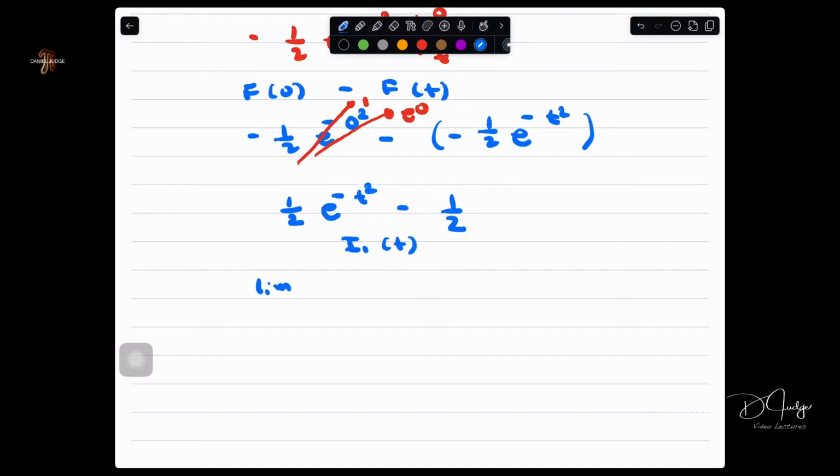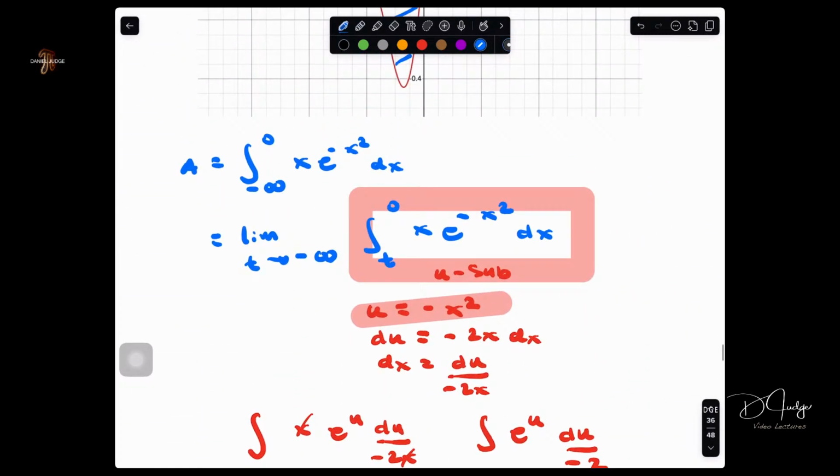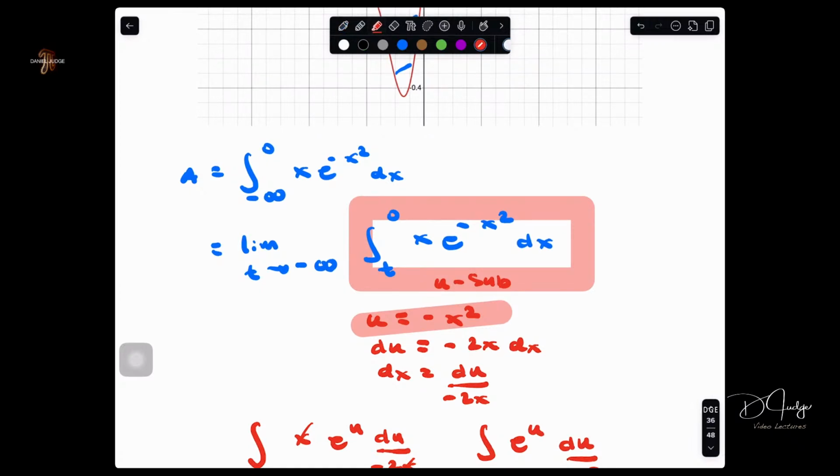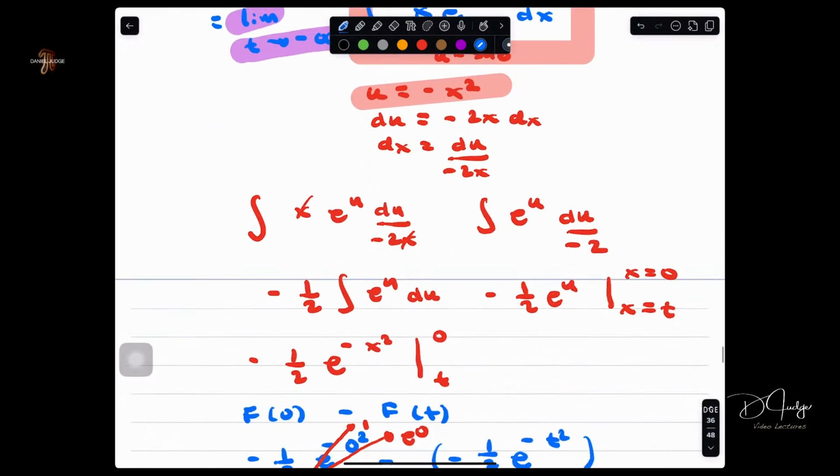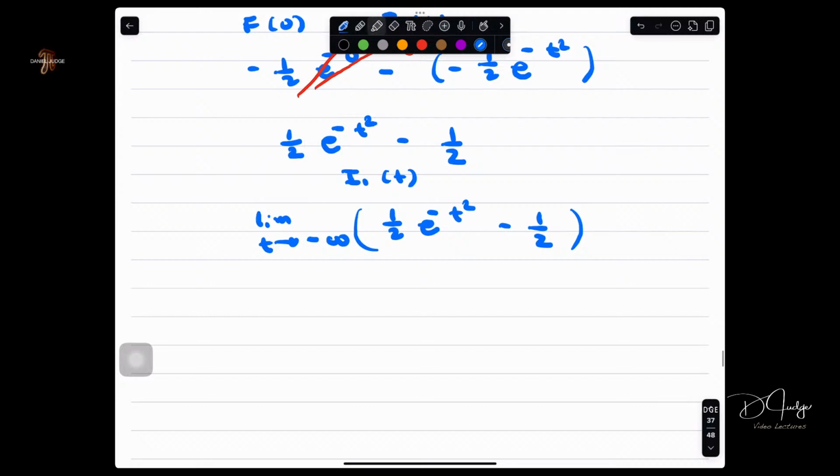we now got to take the limit as t goes to negative infinity, 1/2 e to the minus t squared minus 1/2. Because we got to apply, again, this limit portion here. Okay, and this was the I of t we just got. It's really I1 of t. All right, we talked about this earlier. So that limit, this is what we're applying now. Limit as t goes to negative infinity.